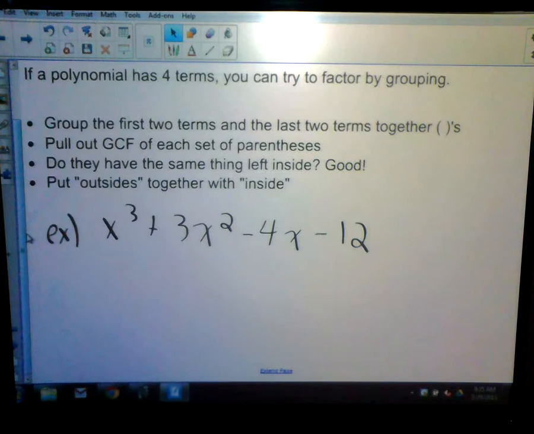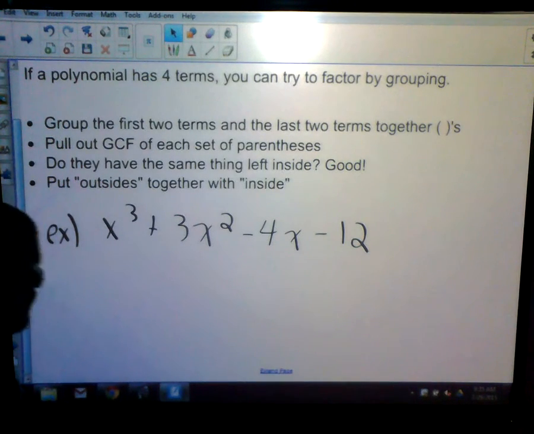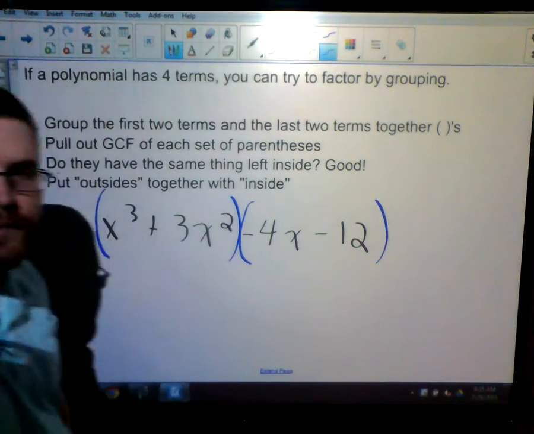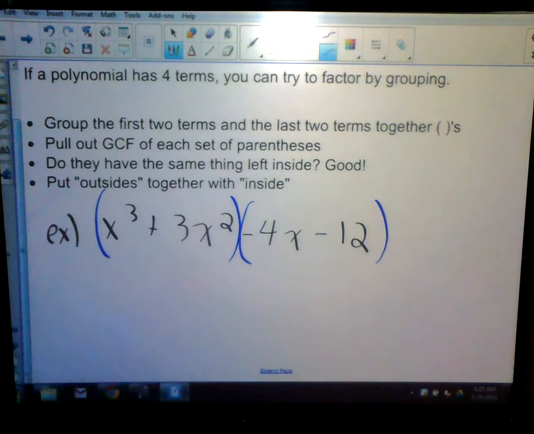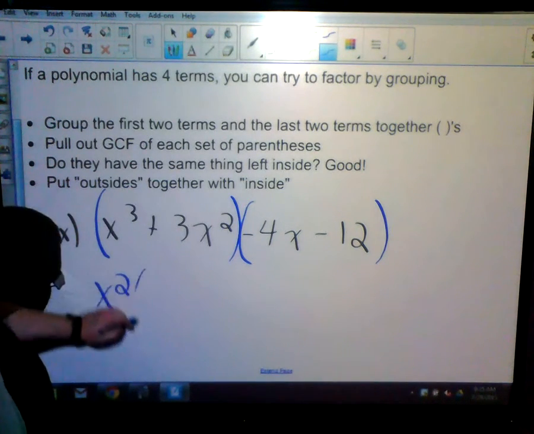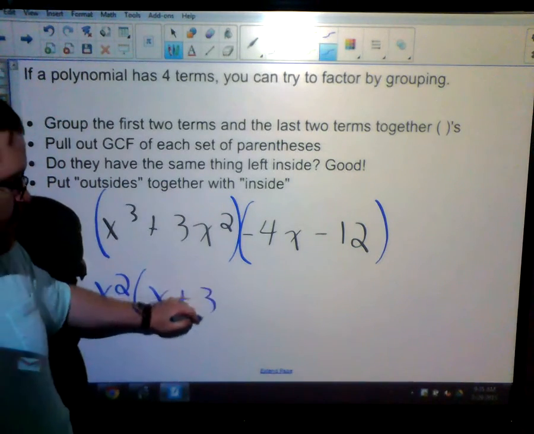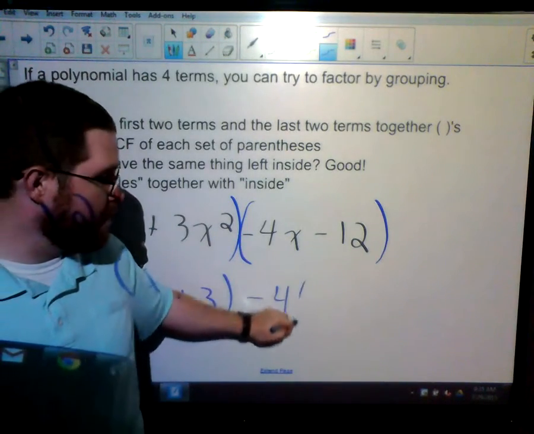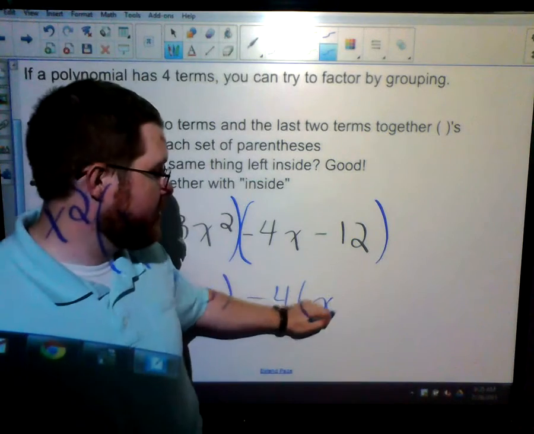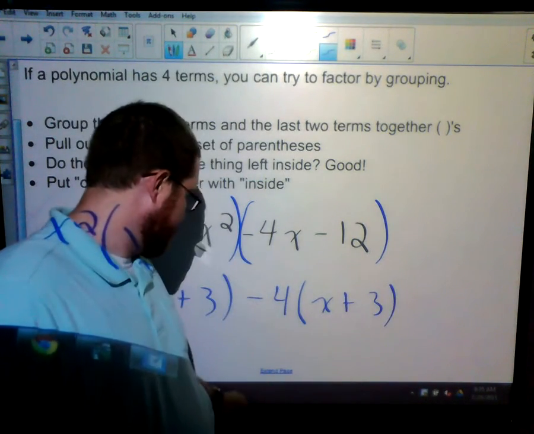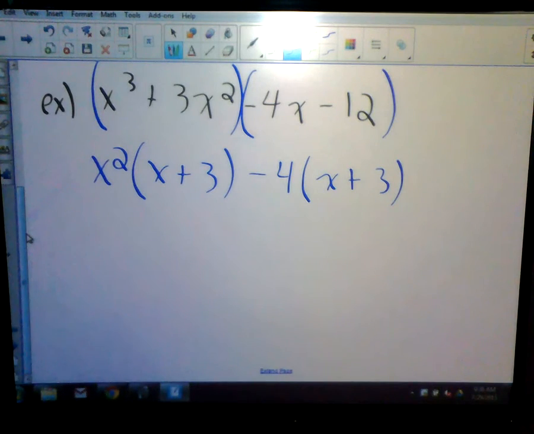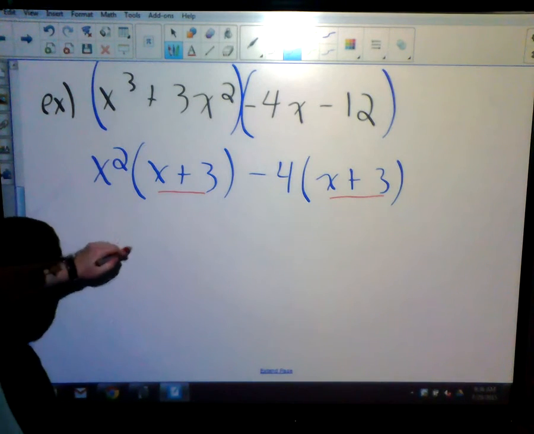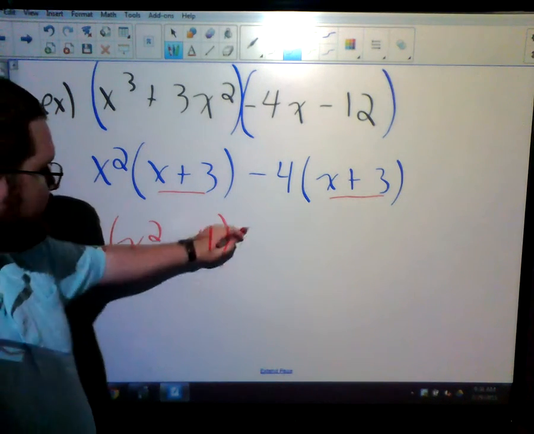Let's try one. It's 4 terms, so let's try to group them. These go together, and these go together. What do these 2 have in common? X squared. If you pull that out, you have an x plus 3 left. What do these 2 have in common? A negative 4. Now be careful. If you pull a negative 4 out, you've got an x plus 3. Take a look at that. That's the same as that. So my insides are the same. Perfect. Then let's put the outsides together with the inside.